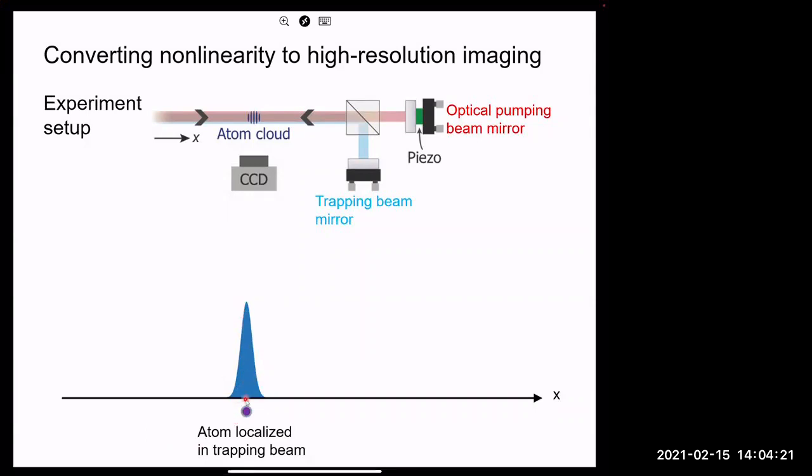Now, optical pumping, that is this red beam. For those who are not experimentalists, just imagine there's a beam coming through the atoms, and then there's a cube, which wouldn't bother you. But there's a mirror. The mirror will just reflect the beam.